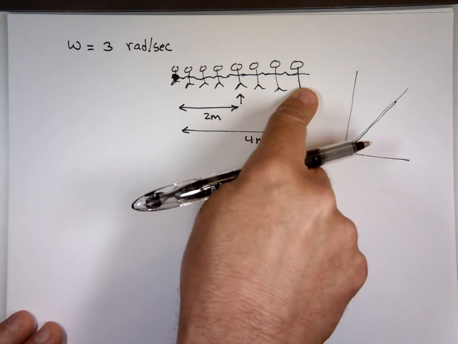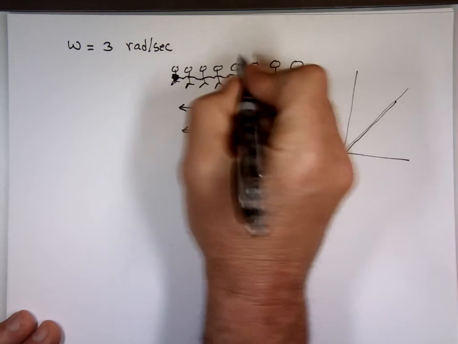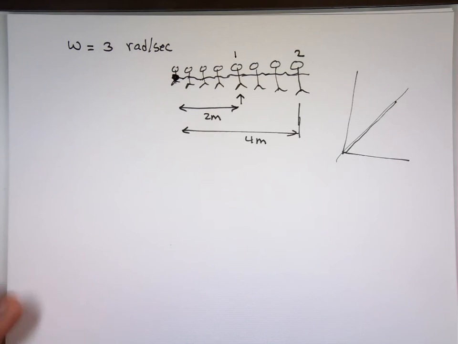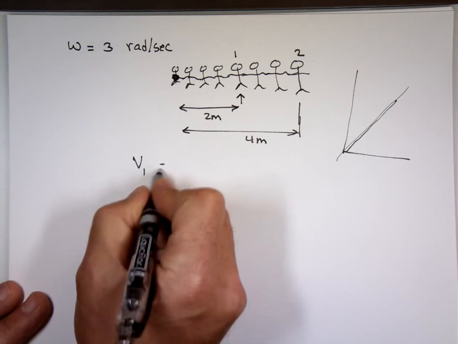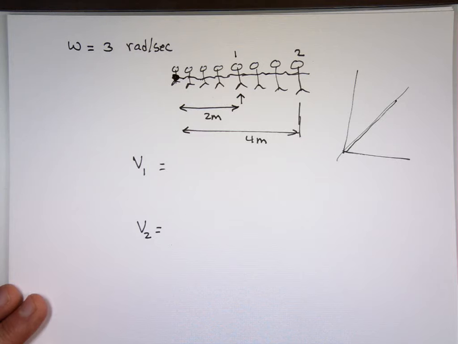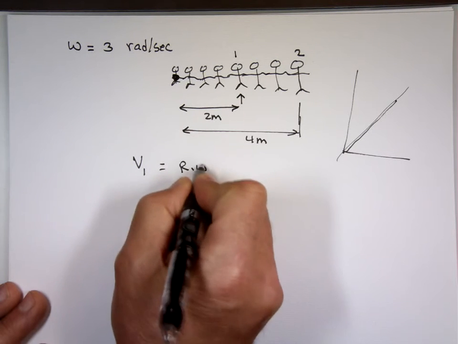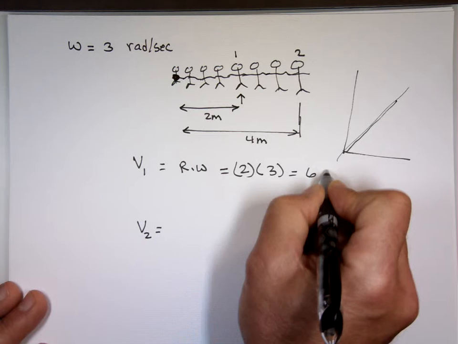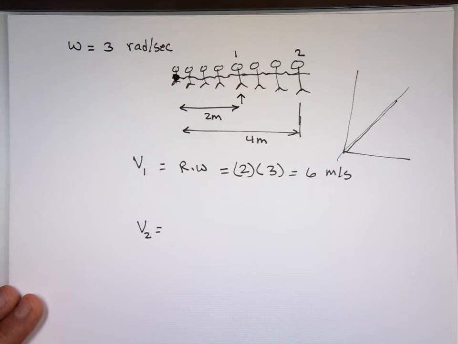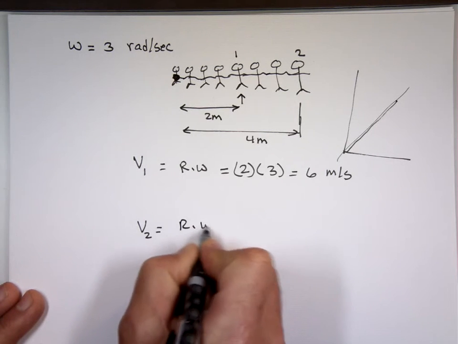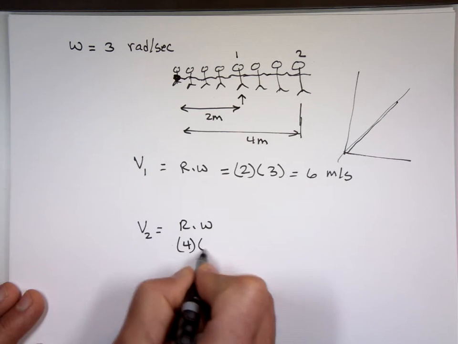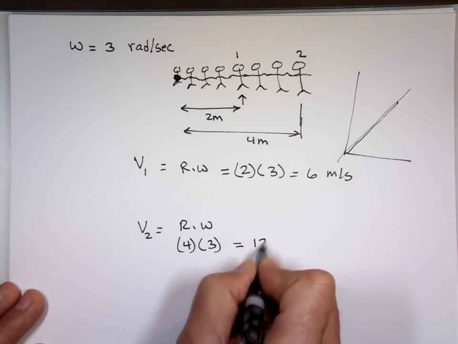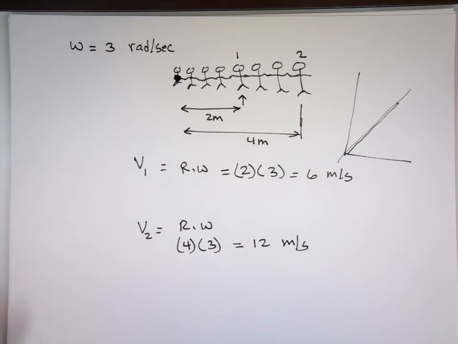So how fast is the person on the outside moving versus this person? We'll call him number 1 here, and this is number 2. What is the linear speed for number 1, and what's the linear speed for number 2? V equals R times W. For number 1, R is 2, W is 3, that's 6 meters per second. The outside person, again, R times W. R is 4, W is 3, and he or she is going at a speed of 12 meters per second. Twice the speed of this one.